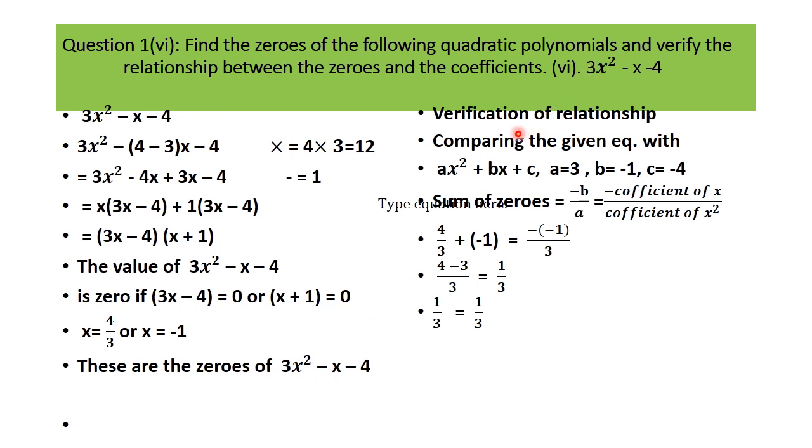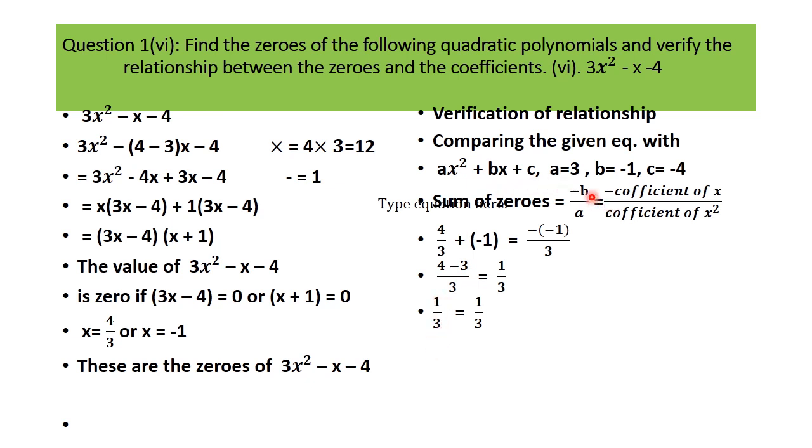Now verification, comparing the given equation with the standard equation ax square plus bx plus c. A is 3, b is -1 and c is -4. Now the first part, the sum of zeros, that is minus b upon a. The sum of zeros, 4 upon 3 plus the second value -1. So this is plus minus minus. Now we'll take the LCM 3. So this is 4 and 3 ones are 3, plus minus -3, 4 minus 3, and this is 4 minus 3, 1 upon 3. This is the left hand side.